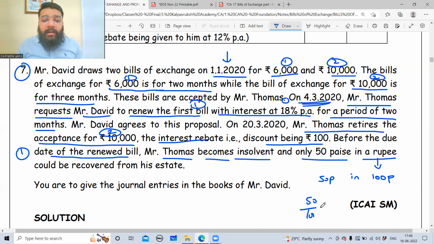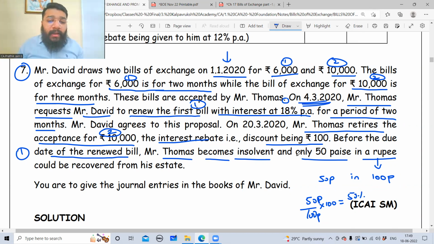50 upon 100 into 100. In terms of percentage, only 50% of the money is recovered. The balance 50% is not recovered. Hence, it is bad debt.